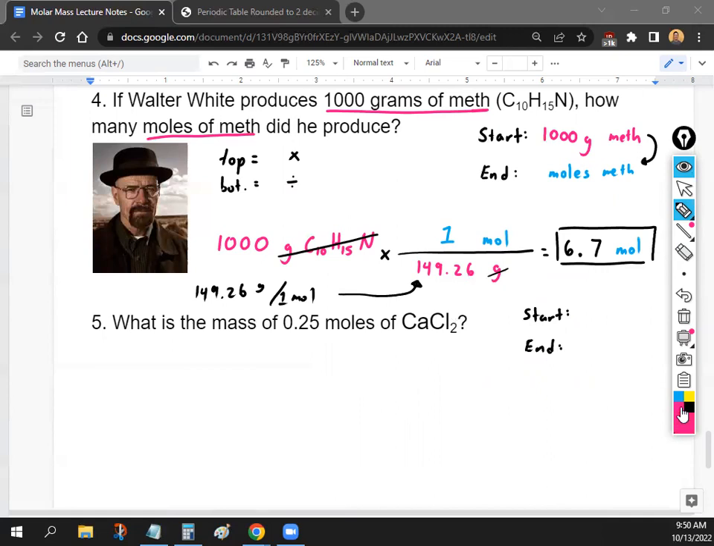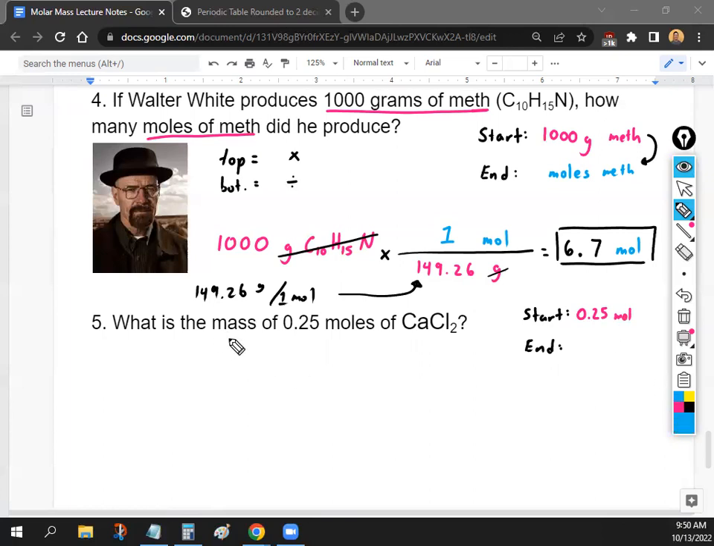Alrighty, guys, let's start with the starting number. What's our starting number for this problem? Yeah, 0.25. So we have 0.25, but specifically 0.25 what? Yeah, we got 0.25 moles, and we are going to turn that into mass, right?